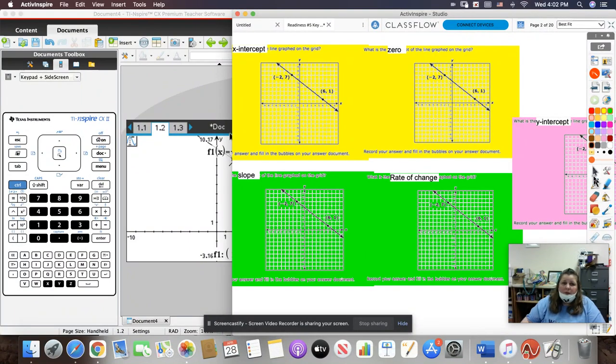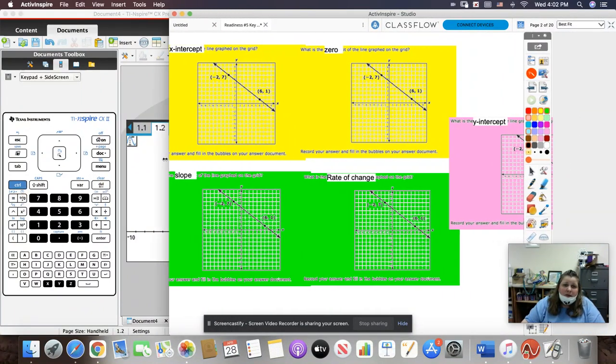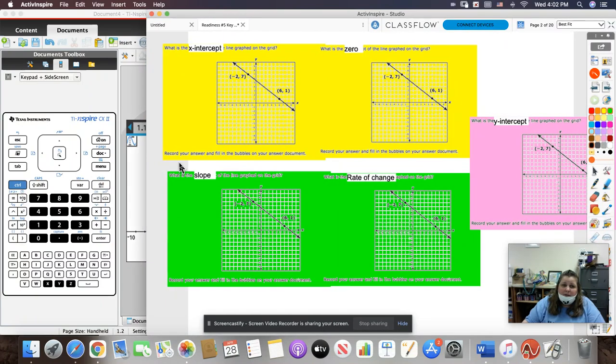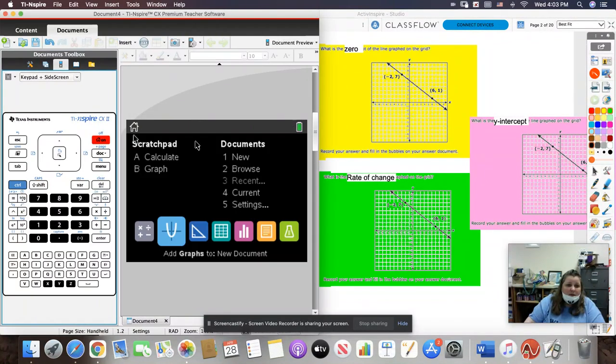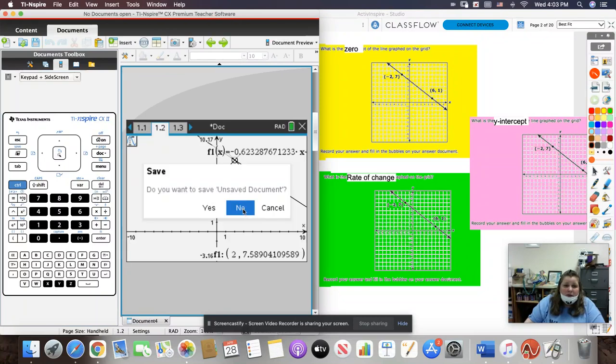The first problem I want you to look at is a problem where they give you 2 points. Now, we saw this back in calculator skill 2 when they asked us for slope or rate of change. Remember, slope and rate of change are the same. If they ask us for slope or rate of change, we go to the calculator, new document, save changes, no.